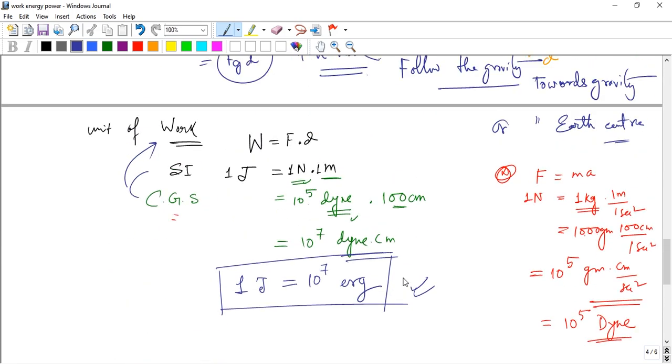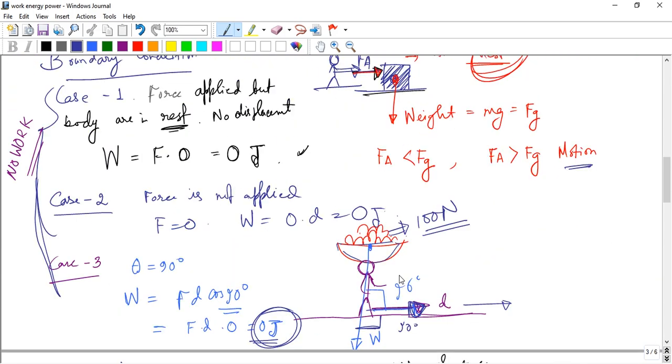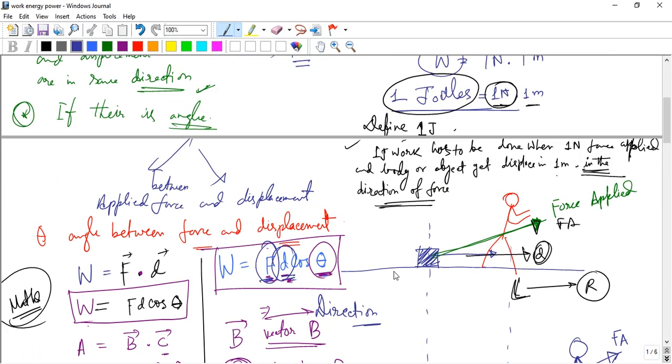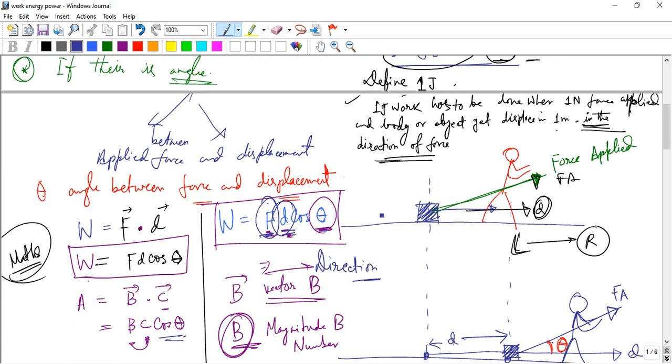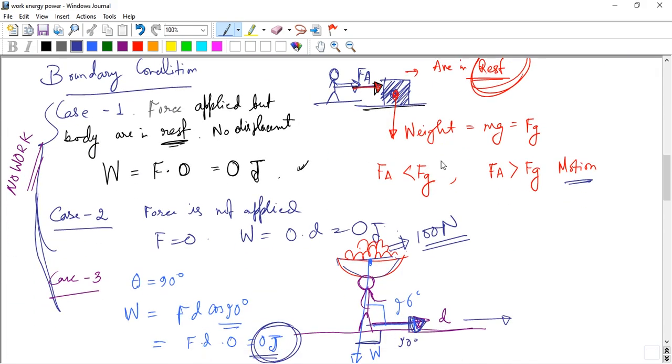But the definition of work, which we discussed in the previous class, is this: 1 joule of work is done when 1 Newton force applied on a body or object displaces it by 1 meter in the direction of force. That is the important line to mark here: in the direction of force.